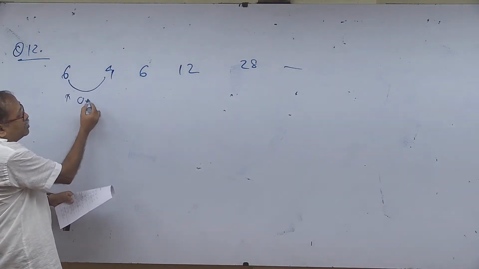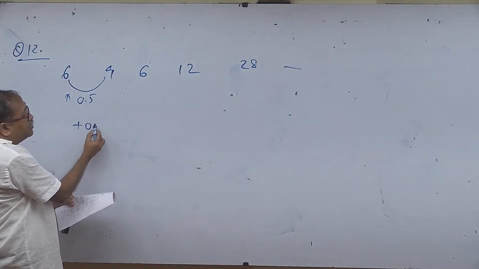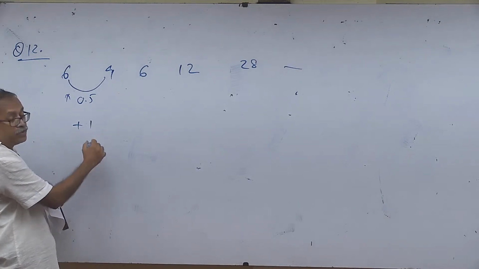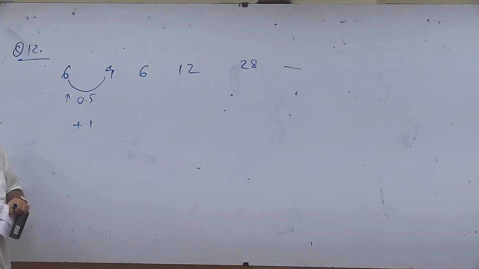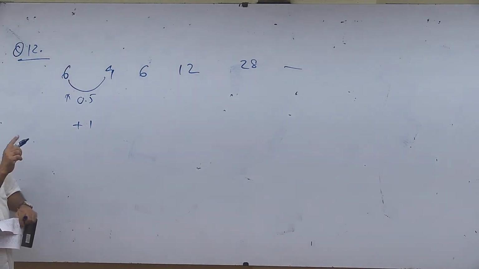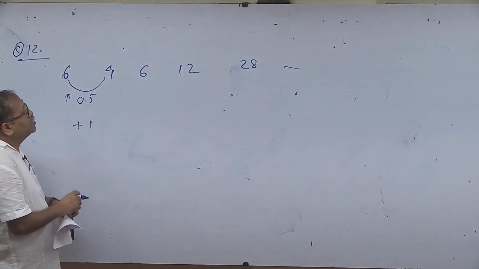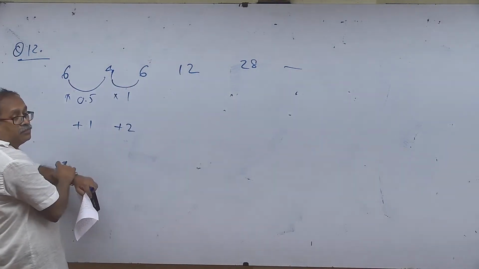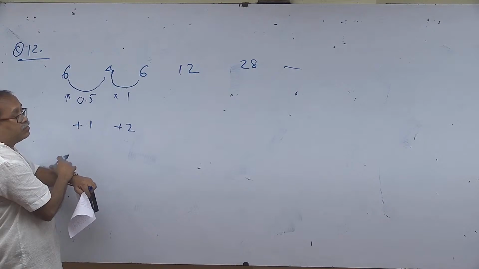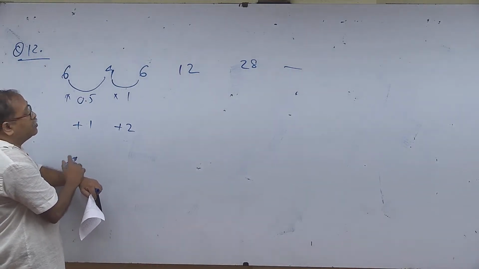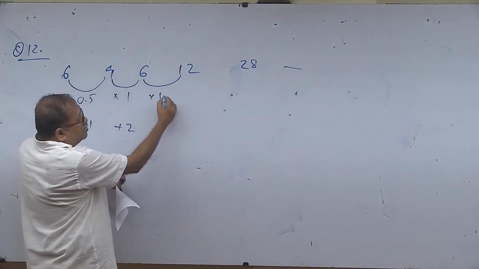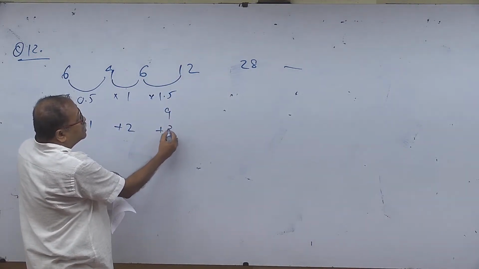Could it be into 0.5, which is 3, plus 0.5, plus 1, plus 1? Yes? So if it is 0.5, what will that be? So if I go for into 1, then plus 2, plus 1, plus 2, then next plus 3, next plus 4. So the multiplication is into 0.5, into 1, into 1.5, which is 9, and plus 3, which is 12.